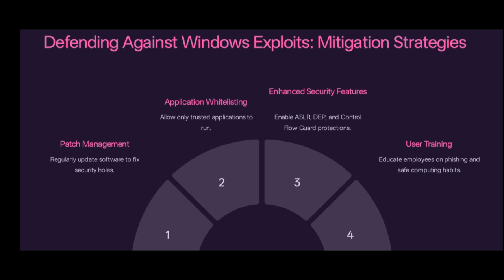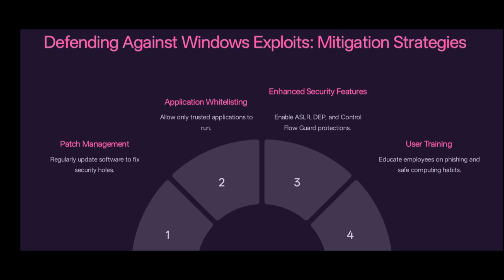4.5 Exploit protection mechanisms. 4.5.1 Data Execution Prevention, DEP. Prevents execution of code from non-executable memory regions. 4.5.2 Address Space Layout Randomization, ASLR. Randomizes memory address locations to hinder buffer overflow attacks. 4.5.3 Control Flow Guard, CFG. Detects and prevents indirect function calls to potentially malicious code.